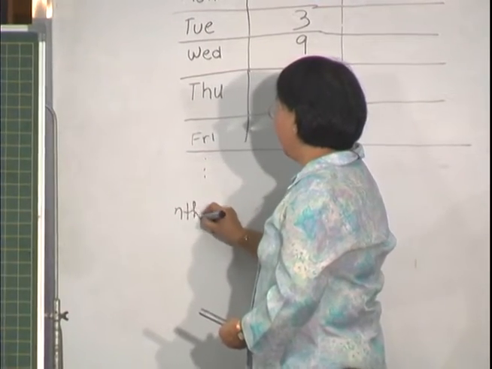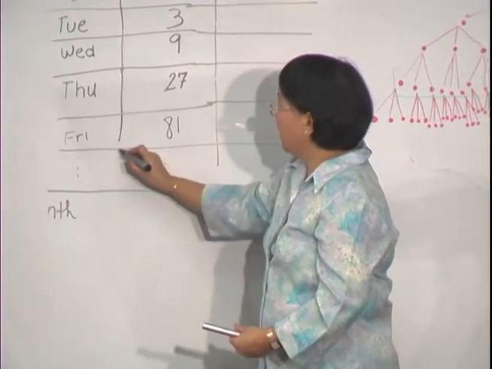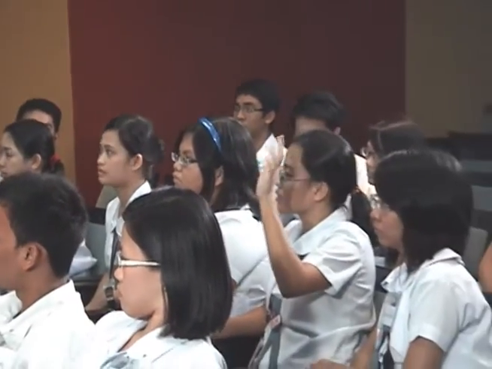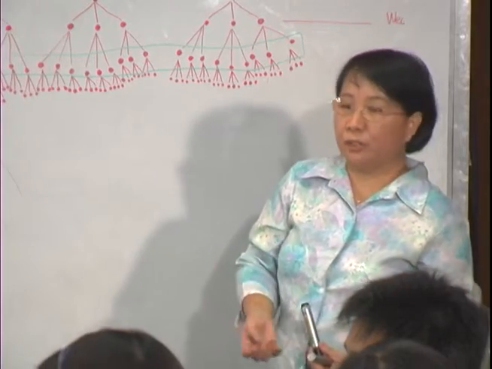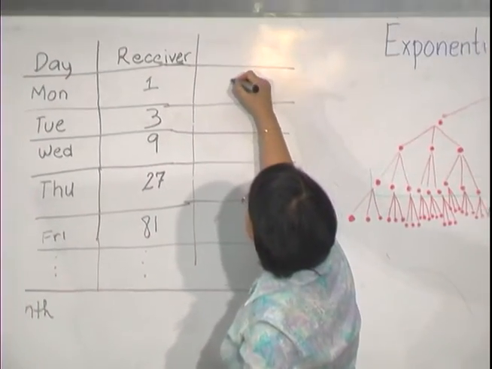Supposing it's on the nth day. So, how many residents do you think would have heard the news on that day? Yes, Samantha? It would depend on the value of n. Okay, it will depend on the value of n. Now, suppose we have the power form. So how do you write?